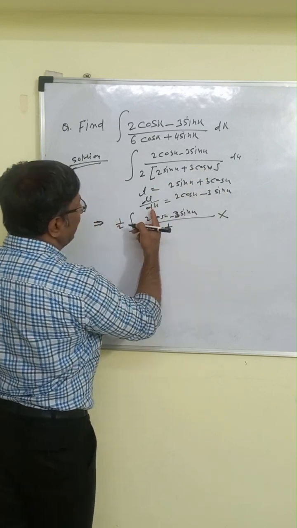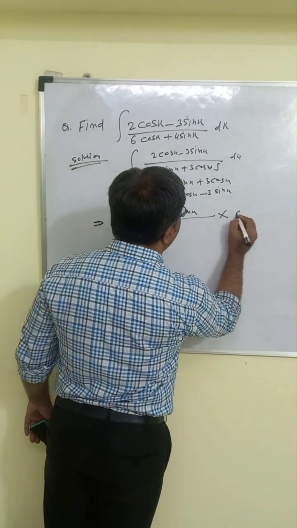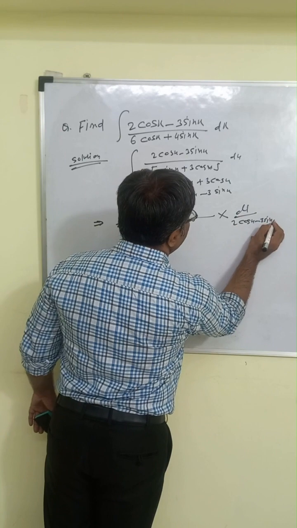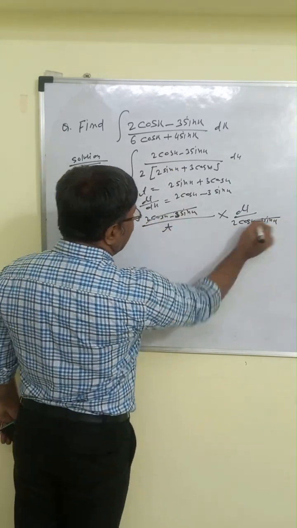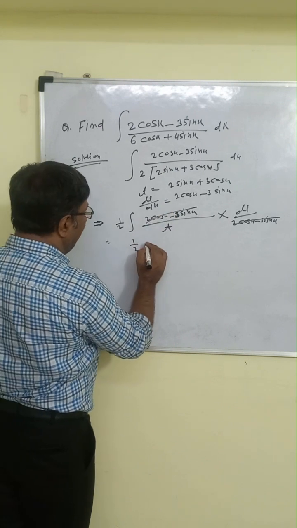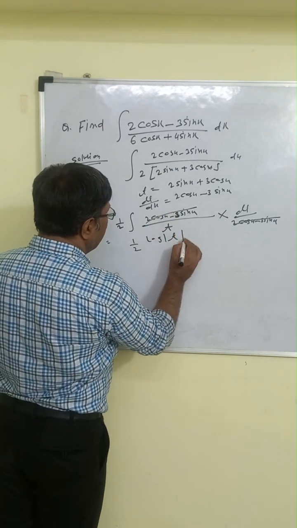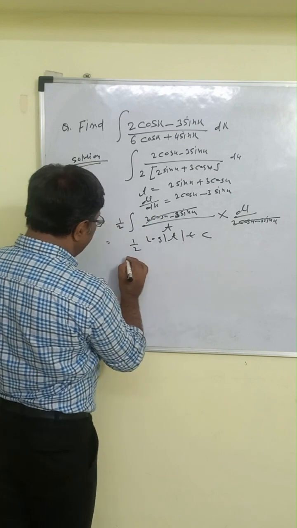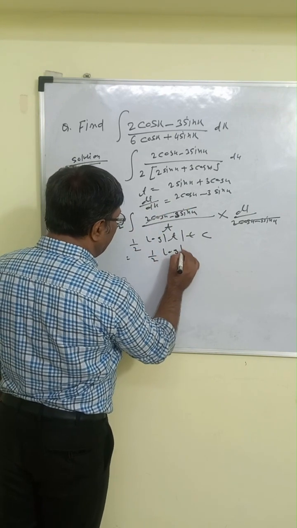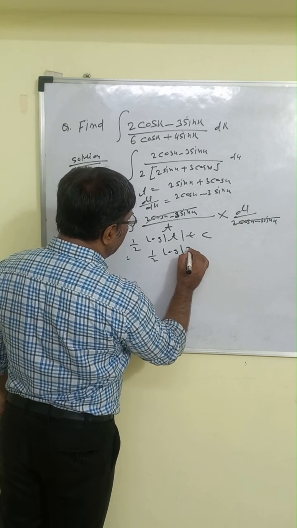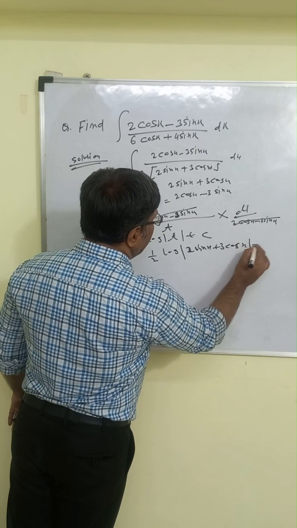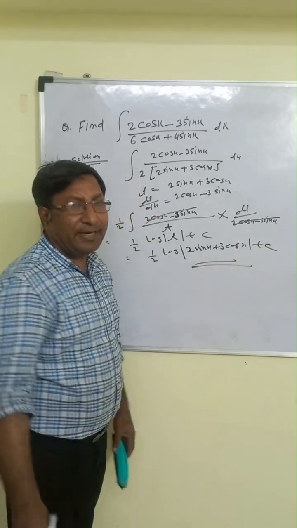And now dx. We can find dx from here, so we can write dt upon 2 cos x minus 3 sin x. So this and this are cancelled out. So we will get half the integration of 1 by t, you know, log t plus c. So our correct answer is half log of 2 sin x plus 3 cos x, plus c. This is our correct answer.